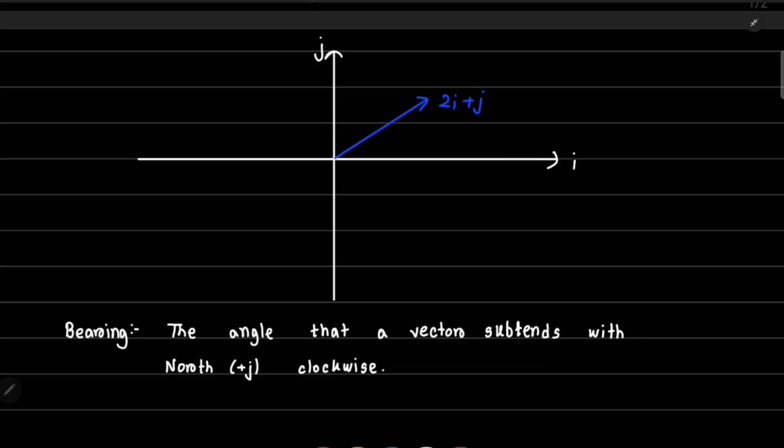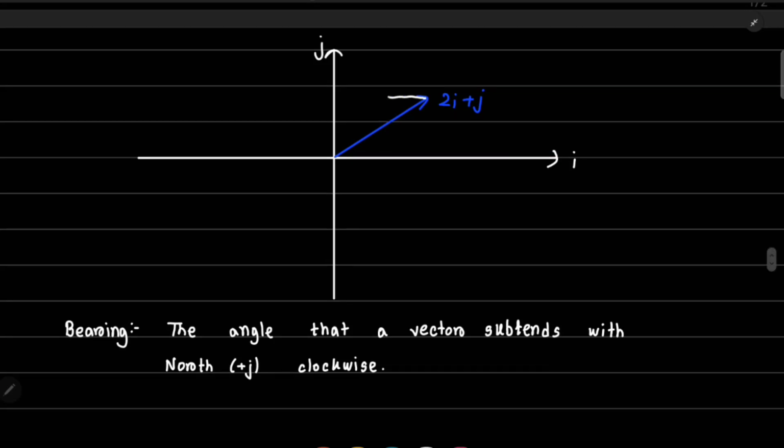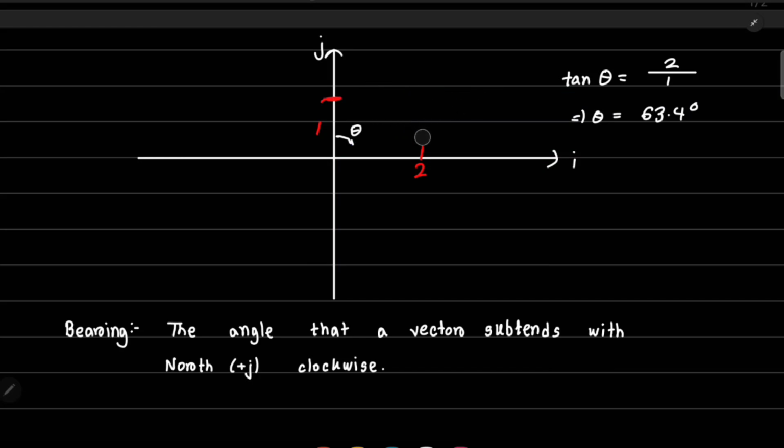So now if I want to find this angle, I can just use tan theta. This is theta, the angle I want to find. This is 2i, so this length over here is 2. This is 1j, so this length over here is 1. So I can use tan theta equal to opposite by adjacent. The opposite is 2, the adjacent is 1. From here I can find the value of theta. In this case it would be 63.4 degrees.